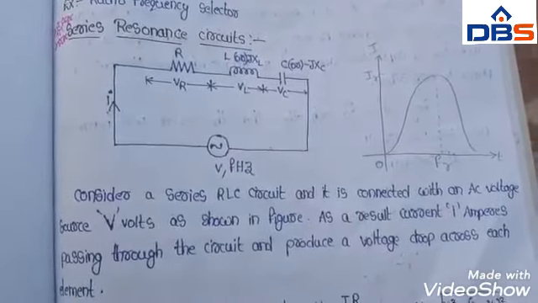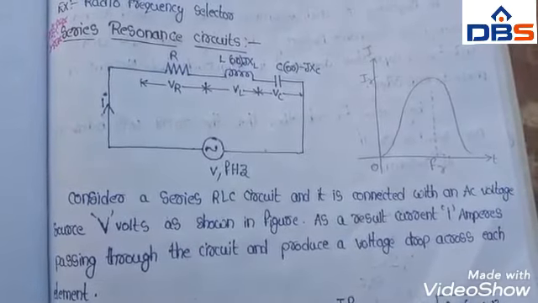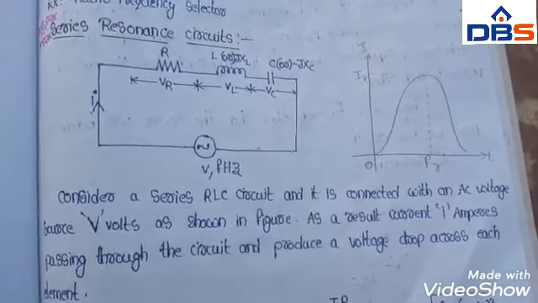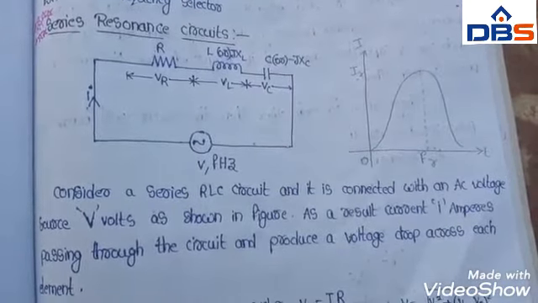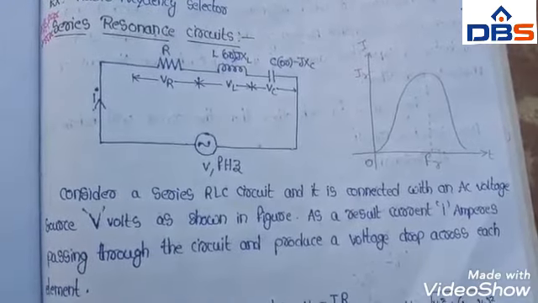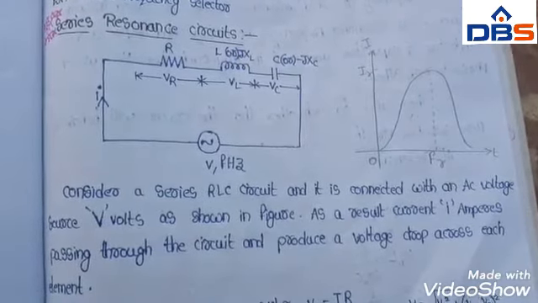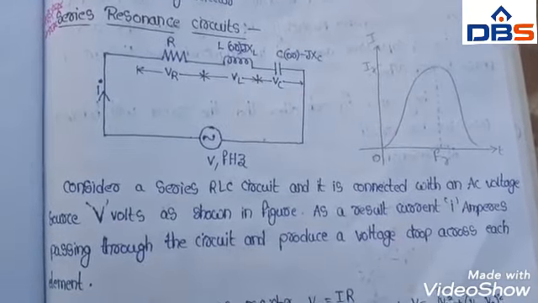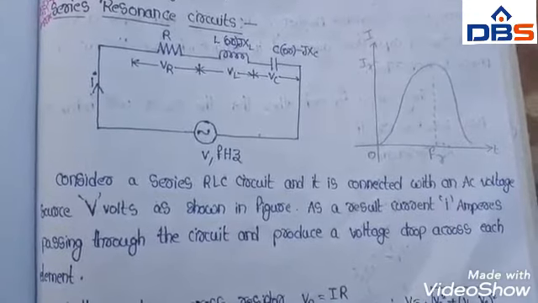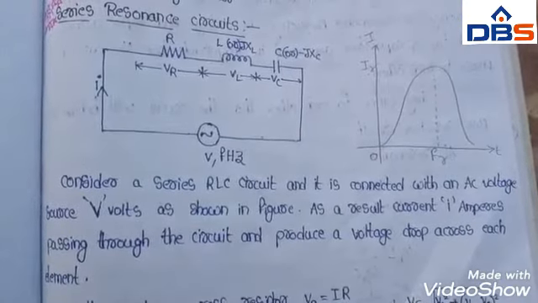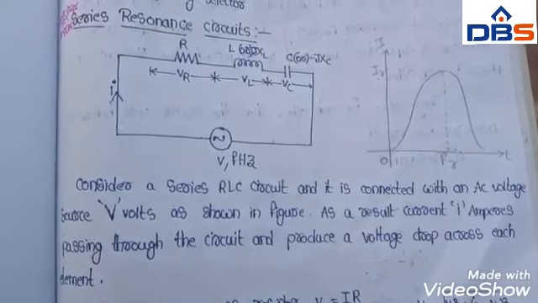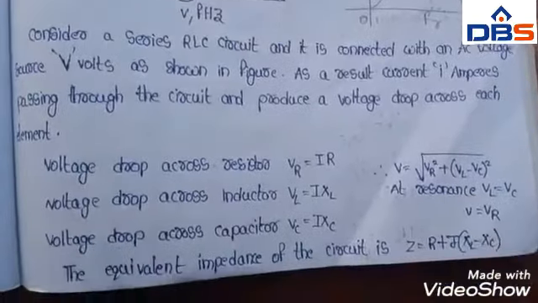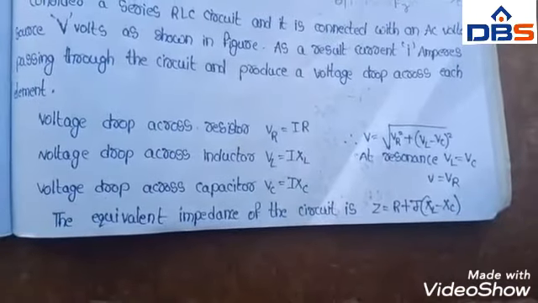considering a series RLC circuit with an alternating voltage V exciting. Whenever we are exciting an alternating voltage, the current I will flow through the RLC circuit such that the voltage drop of each element will be produced. The voltage drop across the resistor VR is equal to IR. Voltage drop across the inductor VL is equal to I into XL. Voltage drop across the capacitor VC is equal to I into XC.